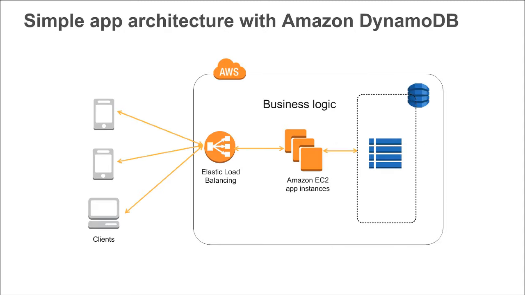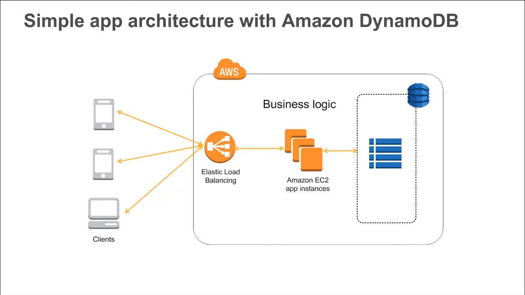A simple application architecture is described here where you're using the DynamoDB table as your backend data store. Your clients are connecting through an elastic load balancer, which distributes your application traffic across a group of Amazon EC2 instances that run the business logic, and the actual data store is a DynamoDB table in the backend.